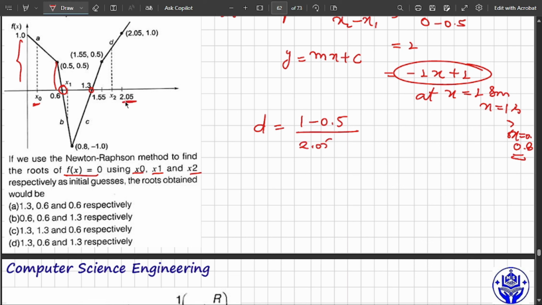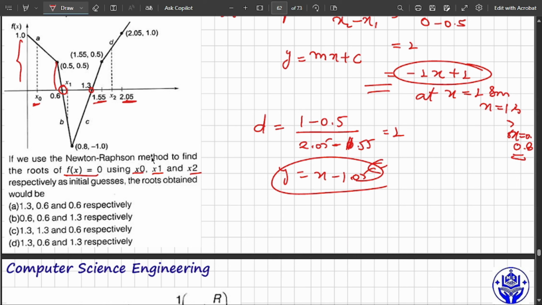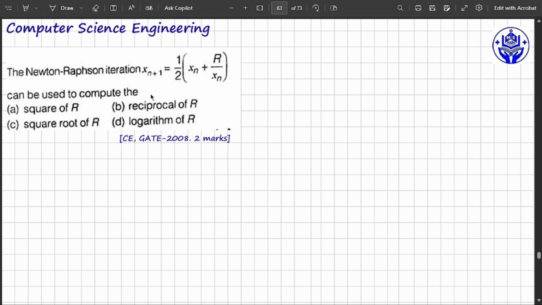This is what? This one minus this one. Now we can find the slope of this line. Then this will be minus 1.55. It will be 1. Again y is equal to x minus 1.05. We have two equations, and again we will have one more equation. Using all these equations, apply the Newton-Raphson method and you will easily get the solution.